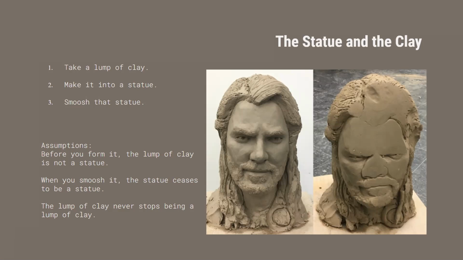Now, think about these assumptions. Before you form the clay into the statue at time t1, the lump of clay is not a statue. It's just a lump of clay. Next assumption: when you smush the statue at time t3, the statue ceases to be a statue. It stops existing as a statue. Assumption number three: the lump of clay never stops being a lump of clay. Even when you've shaped it into a statue, you still have a lump of clay there. It's now more than a lump of clay in a sense. It's also a statue, but it's still that same lump of clay, because lumps of clay don't have to be shaped in any particular way at all.